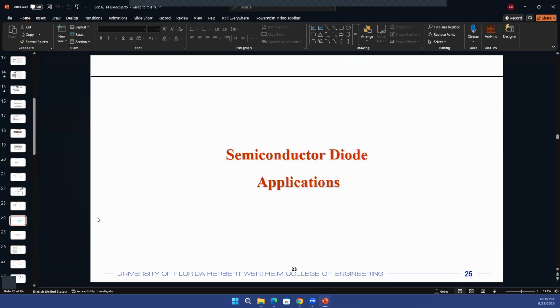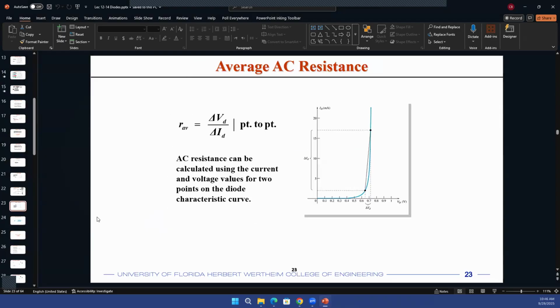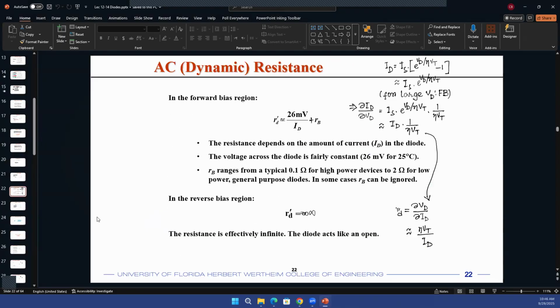And then with that, we learned about some of the resistances that you define for diodes: average AC resistance, dynamic AC resistance. We also proved that the dynamic AC resistance is 26 millivolt divided by ID. And that comes from this equation. Okay, let me go full screen.